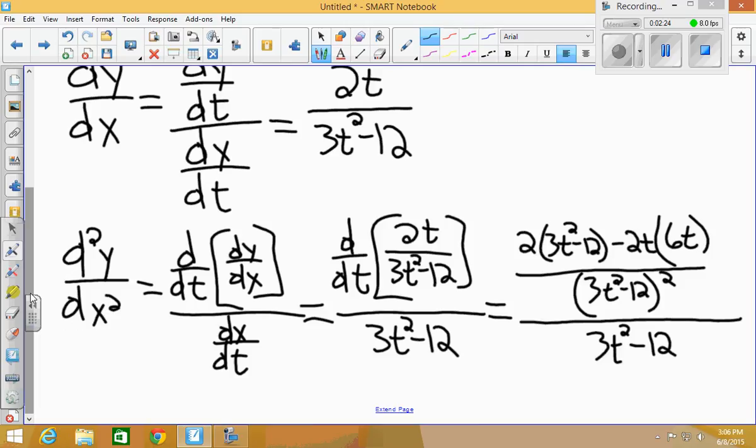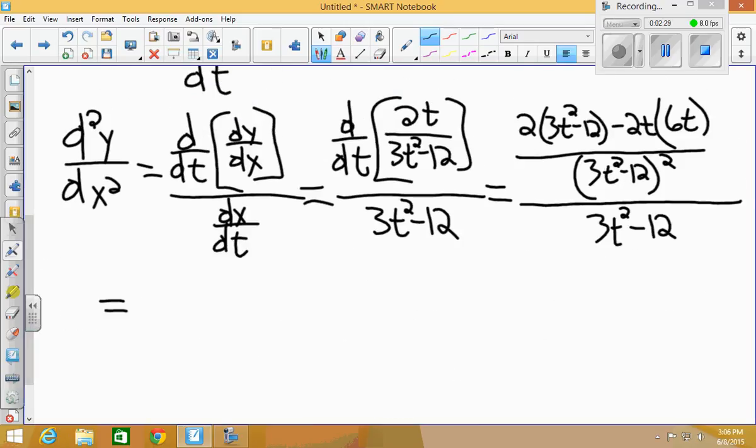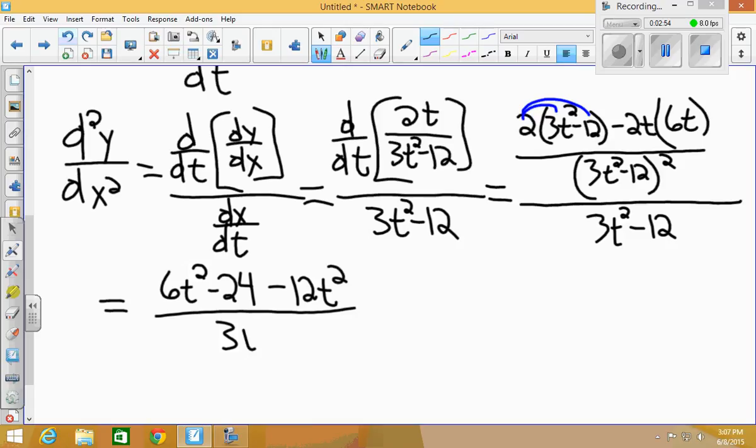Okay, then we can do some simplification. Hopefully some things will cancel off. Let's see. So we could distribute the 2, distribute the 2t, or simply just multiply those, actually. So we'd have 6t squared minus 24 minus 12t squared divided by 3t squared minus 12 squared, divided by 3t squared minus 12.